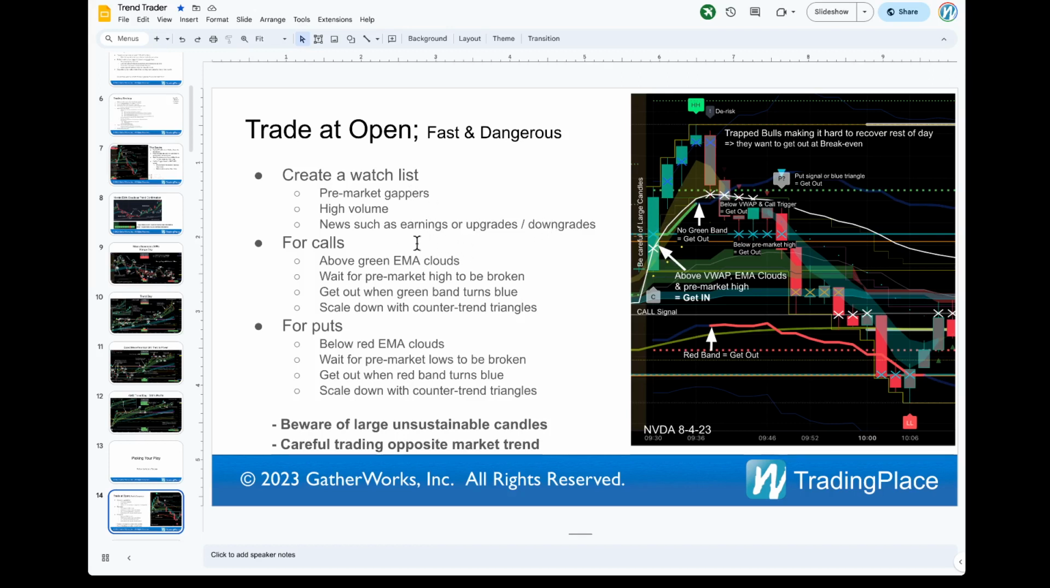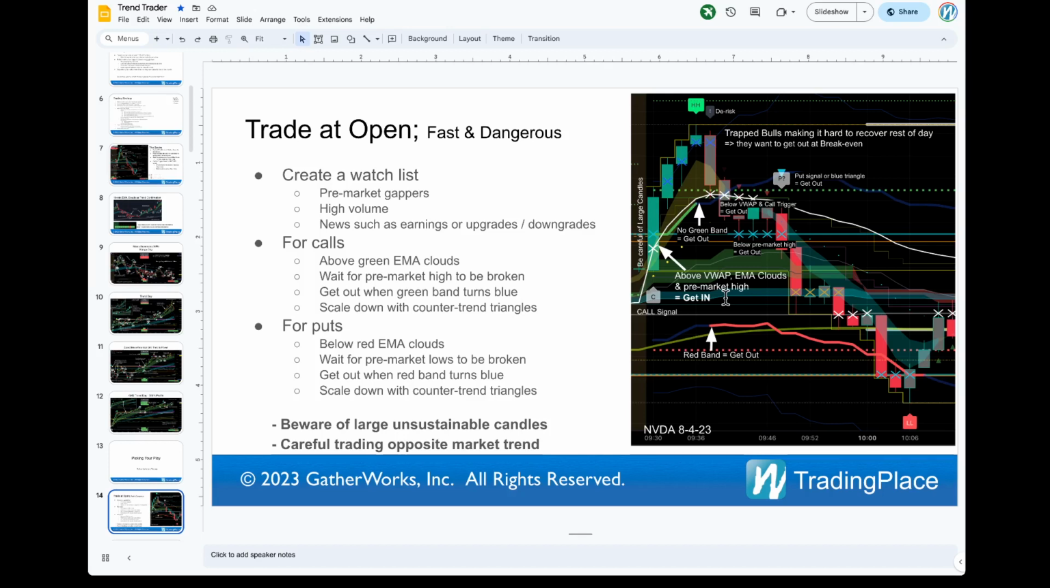Obviously news can help create your watch list, but you're only going to trade calls when you're above the EMA clouds, and above the pre-market value. The pre-market levels are super important, so install that second indicator. It's going to mark it for you automatically. You do not want to get bullish if you're not above the pre-market highs. Again, you could make money many ways, but go find an A+ setup.